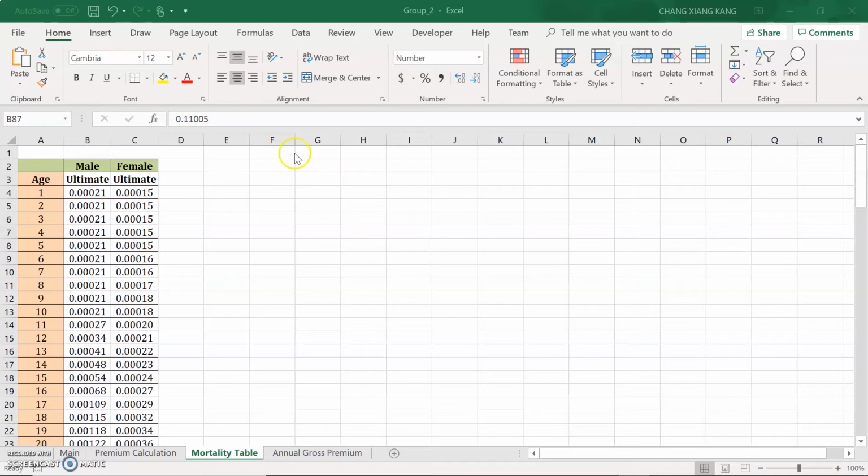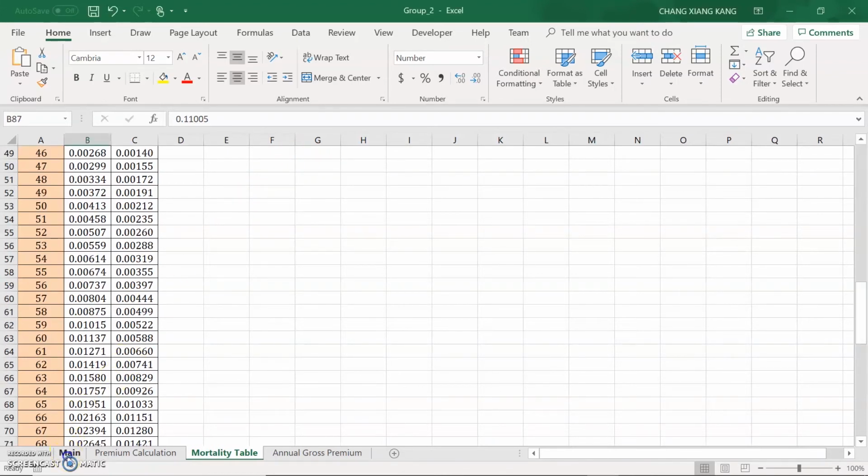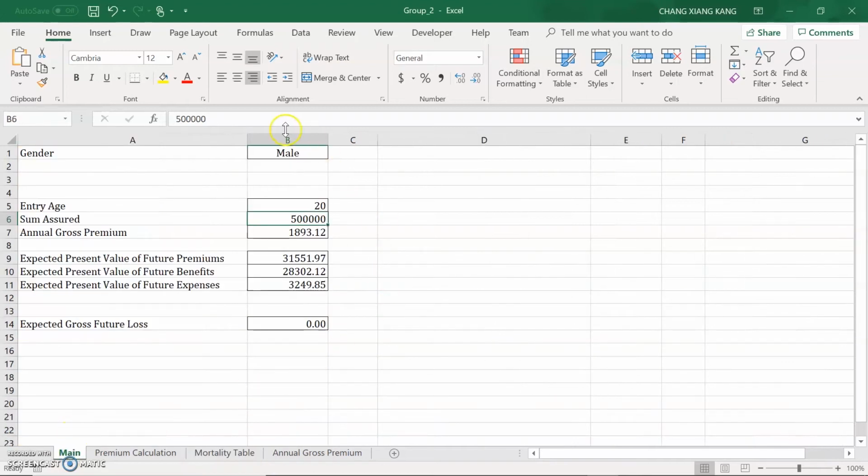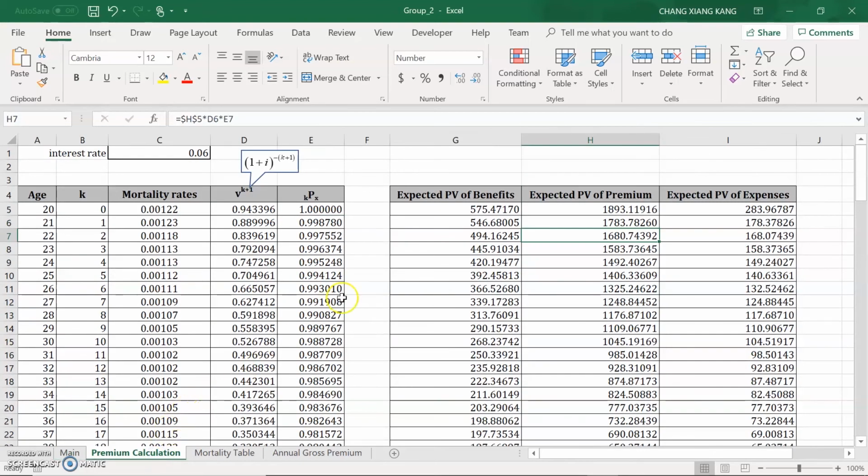As you can see, this is our mortality table for male and female. Next, we choose male to be our gender, and we have our entry age to be 20. We fix our sum assured to be 500,000. And now we come to our premium calculations.